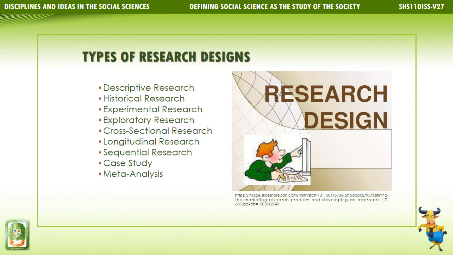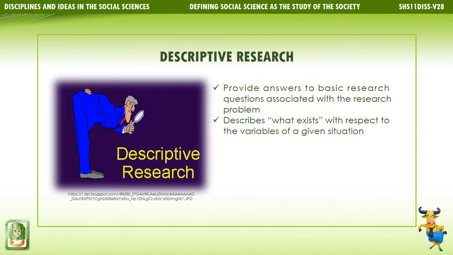Descriptive research. It provides answers to basic questions associated with the research problem. It may not be able to conclusively provide the answer to the question why, but it is able to describe what exists with respect to the variables of a given situation. For example, a descriptive study of the factors that lead to domestic violence.